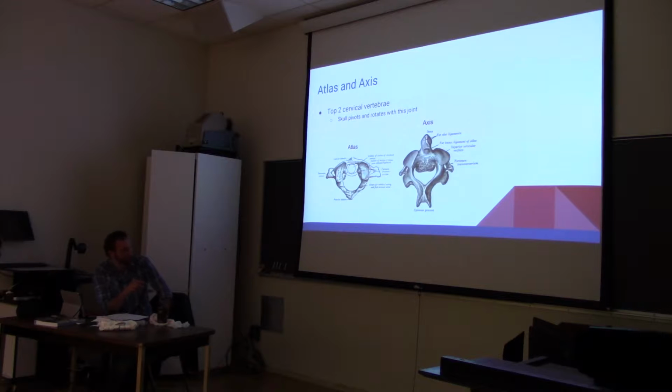Yeah, we're all gonna learn weird things about our bodies, okay? So the top 2 cervical vertebrae are what pivot and rotate the skull, okay? So the atlas and the axis, these are what's on top. This one sits on top of this one. And it makes it so we can do this and this, right?